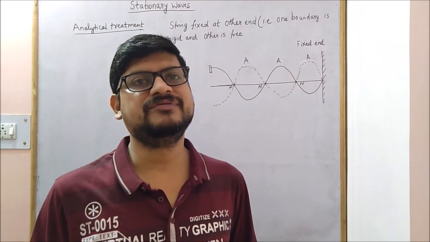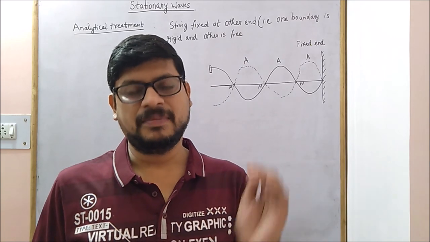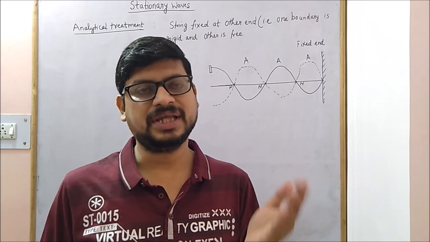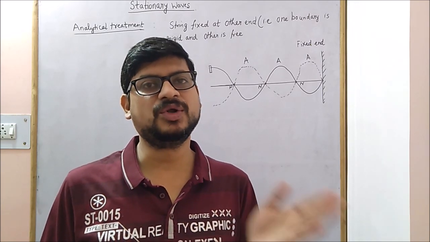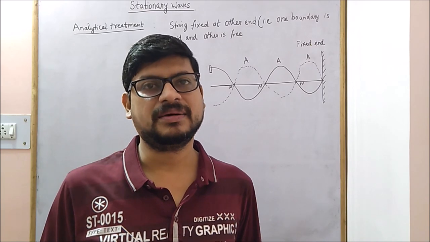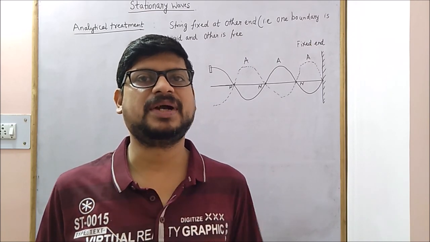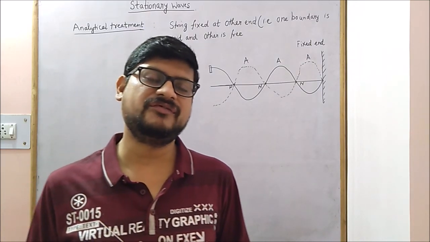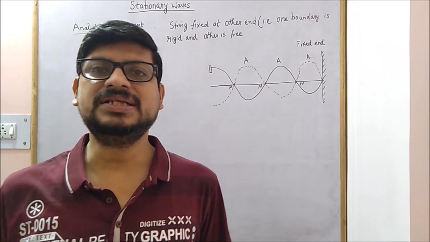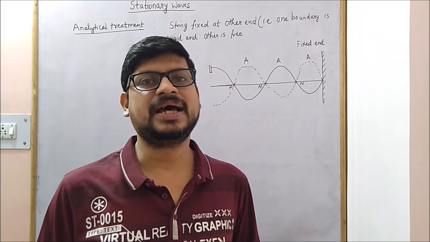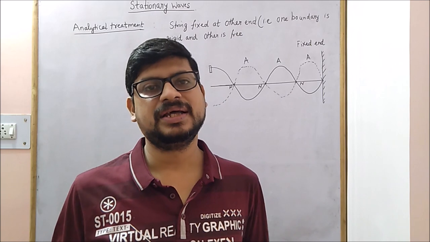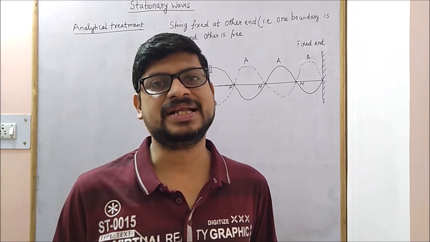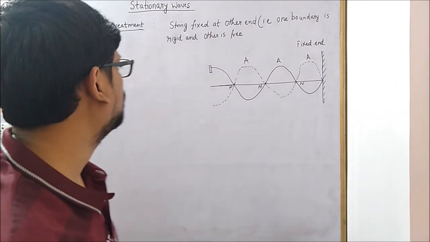In these kinds of waves, the particles, as in the case of the plane progressive wave, they follow successively the path of the previous particle. But in this case, in the standing or the stationary wave, some particles are permanently at rest at any instant of time. So these points where there is no displacement are called nodes.